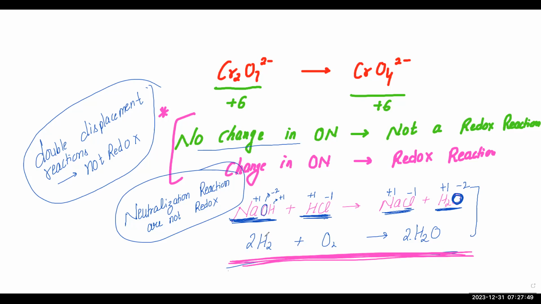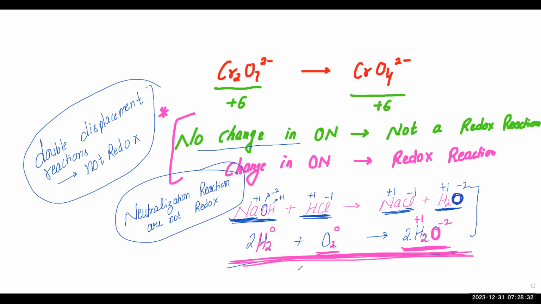So what's the oxidation number of hydrogen here? Rule number 1, pure element, free elements, 0. What's the oxidation number of oxygen here? 0. What's the oxidation number of hydrogen here in this molecule? +1. What's the oxidation number of oxygen here? Oxygen, -2.